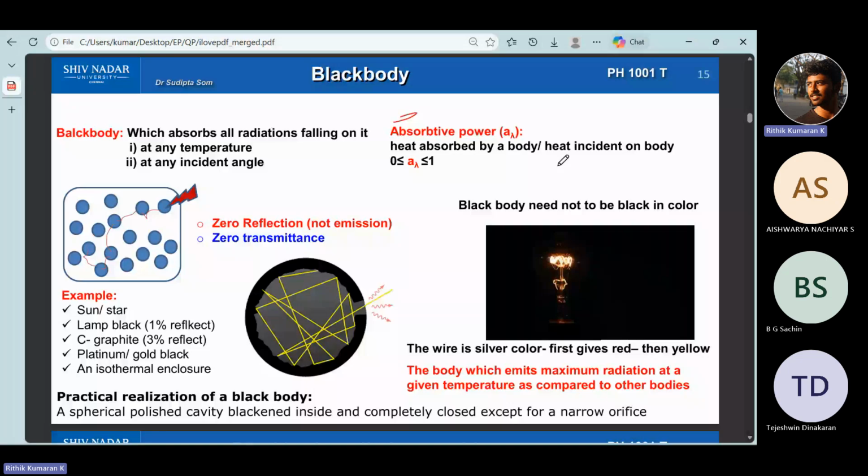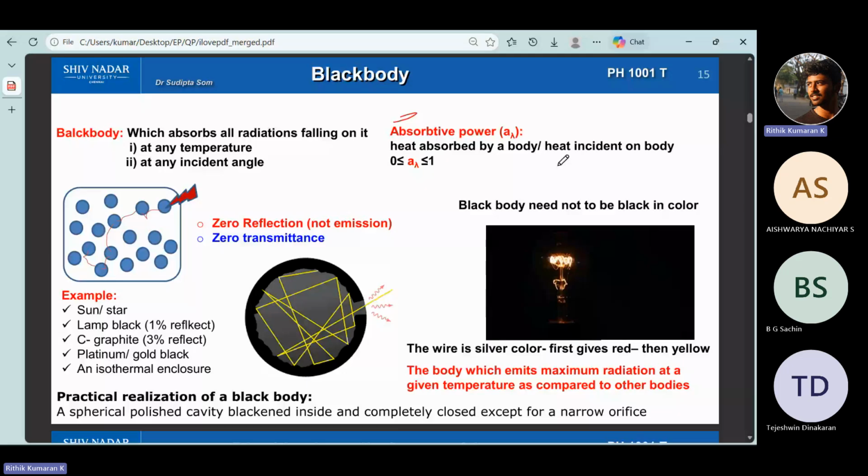Now, the black body definition is what? It is able to emit all the radiation it absorbed, right? So in that case, the heat incident on the body will be equal to the heat absorbed by the body, correct? As both terms are equal, this ratio leads to the value 1. So we could say a perfect black body's absorptive power is 1, which is somewhat hypothetical, but this is the definition. You can also define the black body as having absorptive power equal to 1. And it should absorb all the radiation falling on it, irrespective of the angle, frequency, and wavelength.